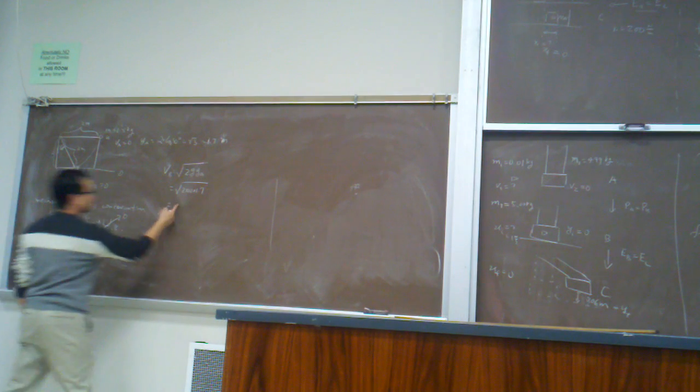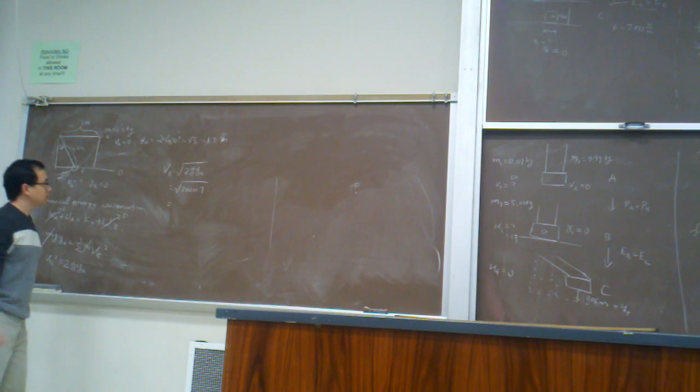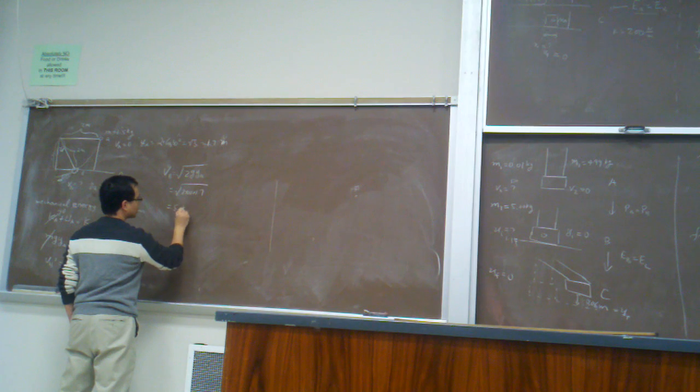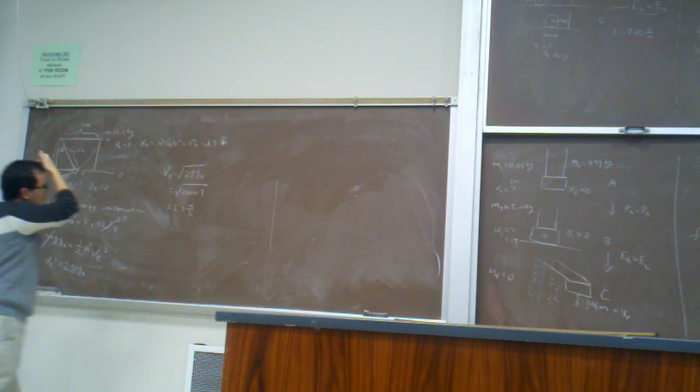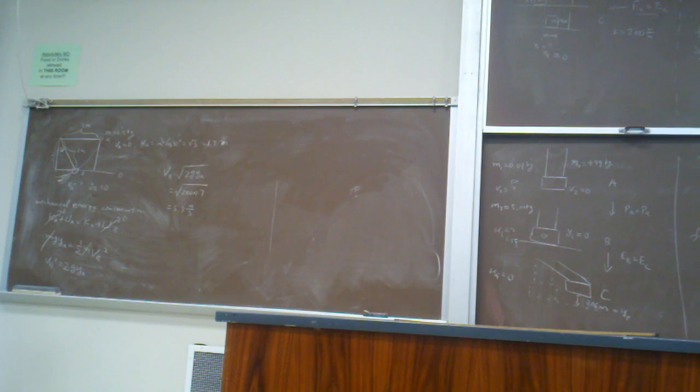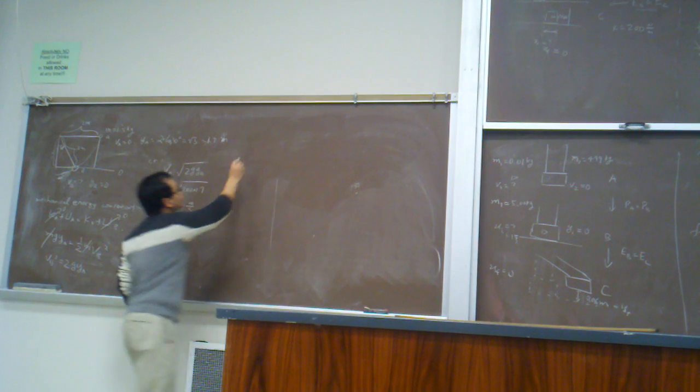Okay, can you give me this number? 5.8. 5.8 meters per second. Okay, so that's the velocity at this point. So that's part A. And then part B should be very straightforward.